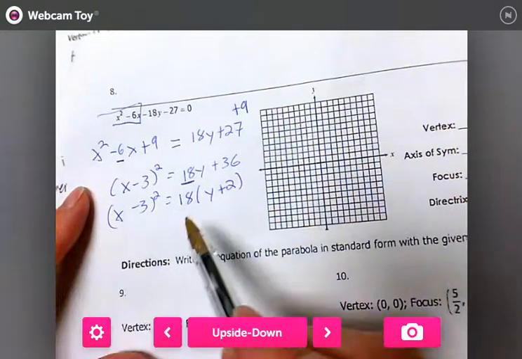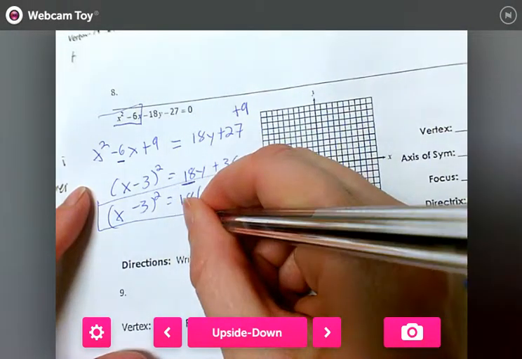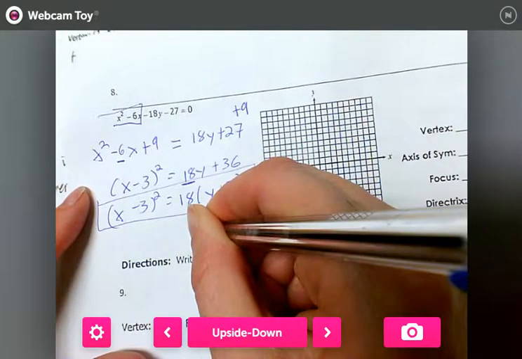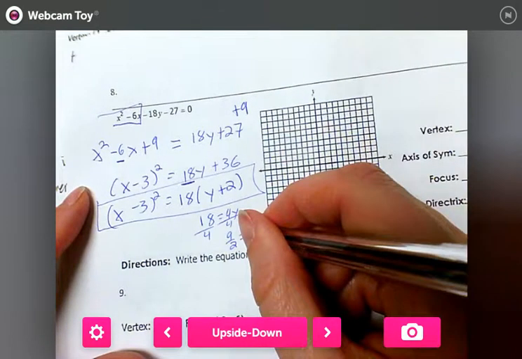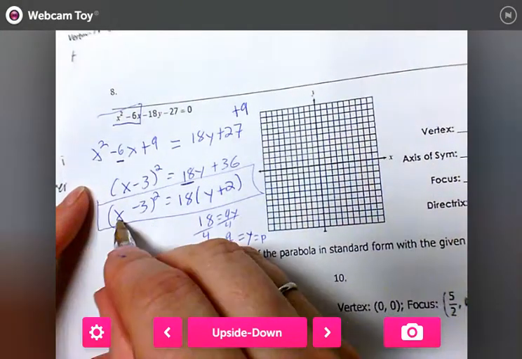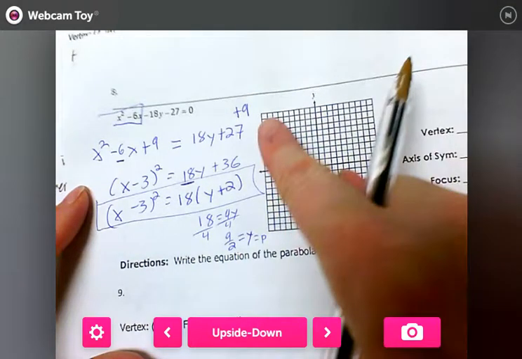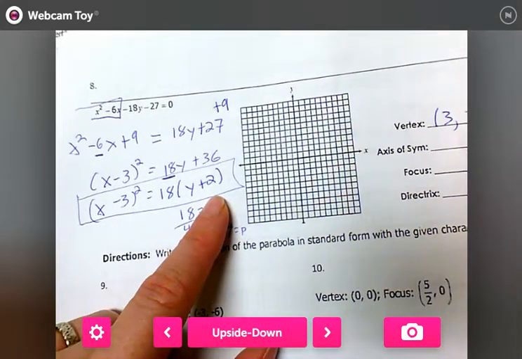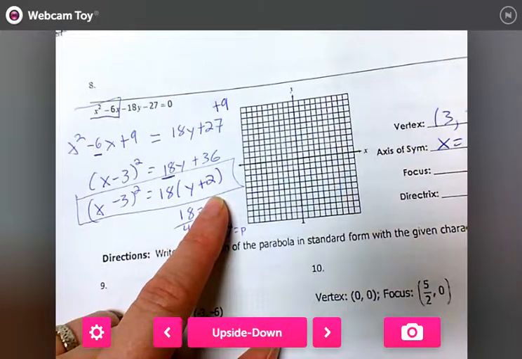Okay, so right there, this is in standard form. We know 18 equals 4p. We divide both sides by 4. We get 9/2 equals p. That is what p is equal to. We know it's vertical because it's set up like this, which means it's going to open up or down. My vertex is the opposite of these, so that's 3, -2. My axis of symmetry, if it's vertical, is the x value, so it's x equals 3.